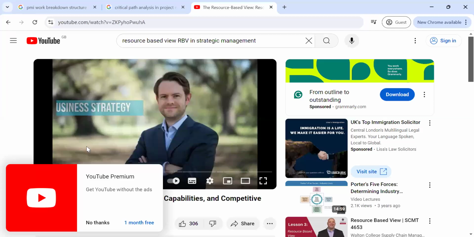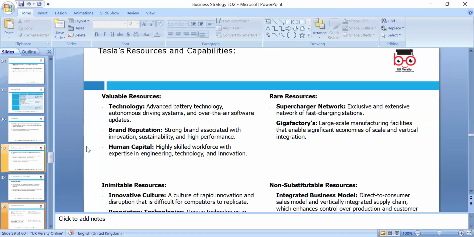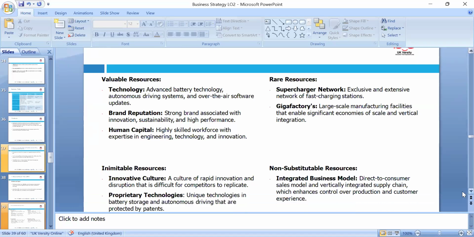Okay, so we can look at a resource-based view. Tesla is using valuable resources: technology, brand reputation, human inimitability, innovative culture. Proprietary, unique technologies such as battery storage, automation, self-driving, autopilot. And rare resources: the superior charger network, Gigafactory, large-scale manufacturing facilities. And non-substitutable resources: the integrated business model, direct-to-customer sales model, and vertically integrated supply chain, enhancing control over production and the customer experience.